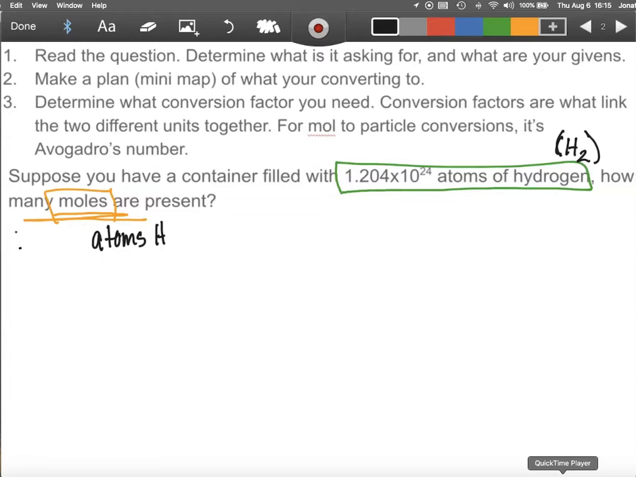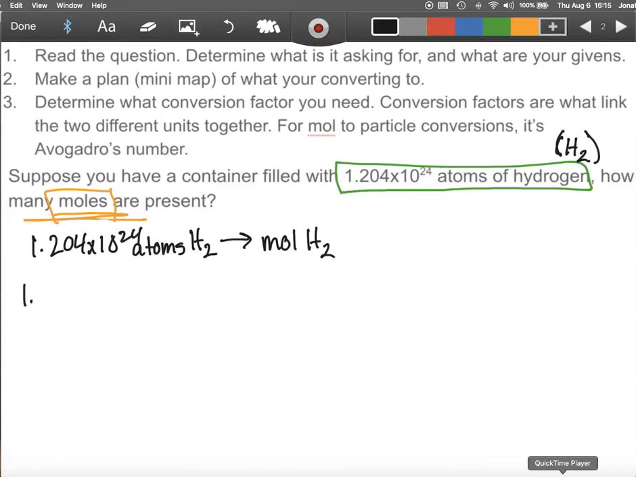Let me rewrite this. So we're starting off with 1.204 times 10 to the 24th atoms of H2. Where are we going? To the moles of H2. And now we're ready to set up our fraction, our conversion. So we'll start with the 1.204 times 10 to the 24th atoms of H2.